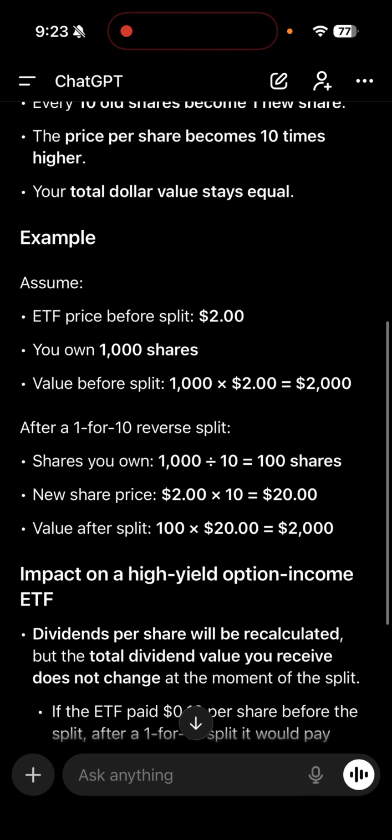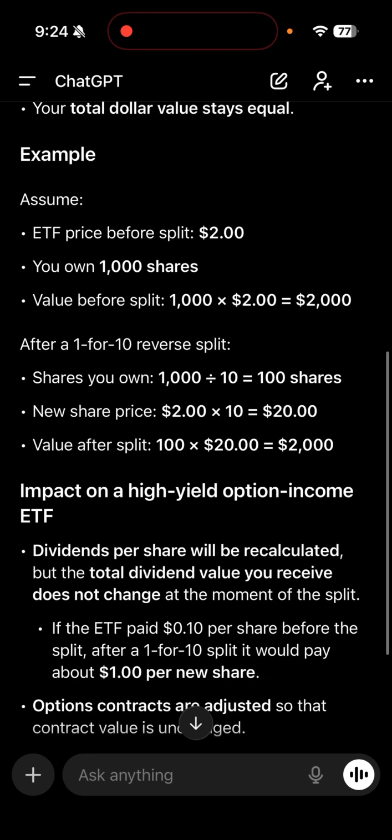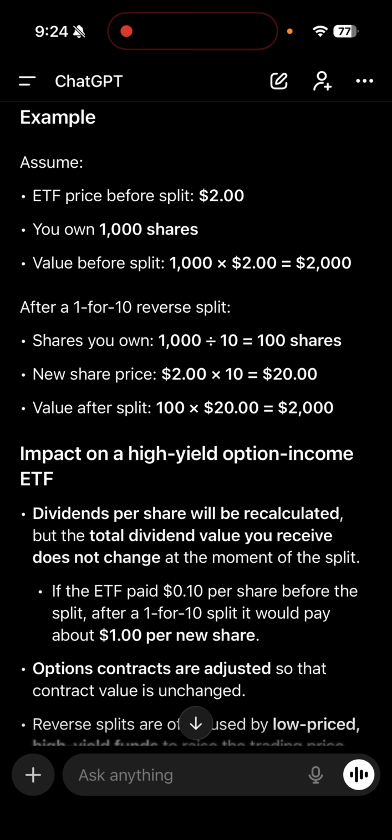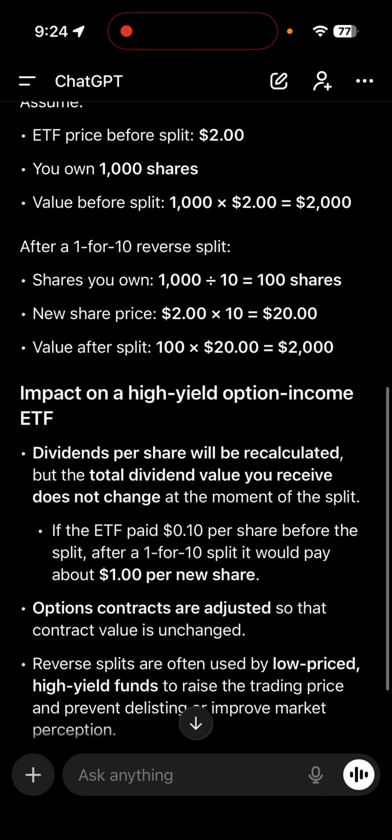So let's say before the split, the trading price of the ETF you had was $2. You had 1,000 shares for a total value of $2,000. Now, in this example, your new share price is $20 and you have 100 shares, and your total value is still $2,000, right? So nothing really changes as far as the value of what you own, because it's just getting consolidated. However, you have fewer shares.